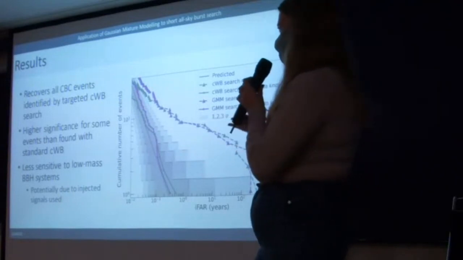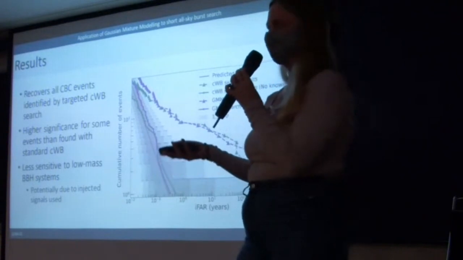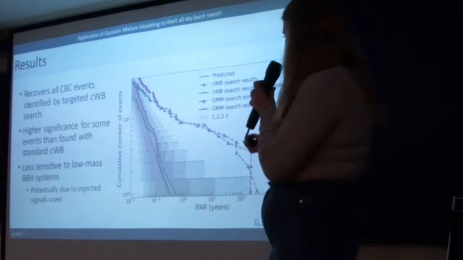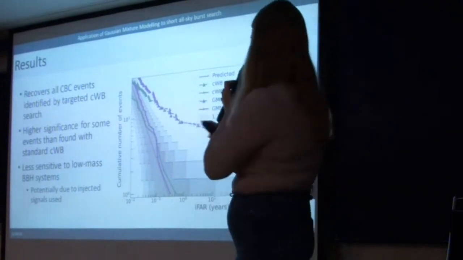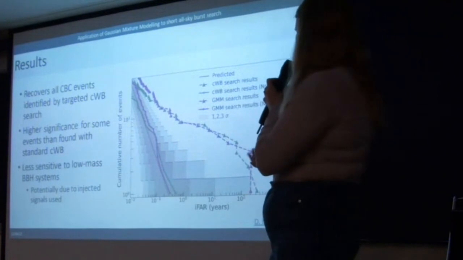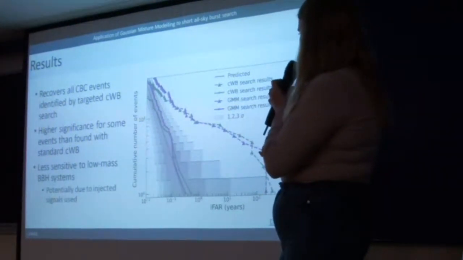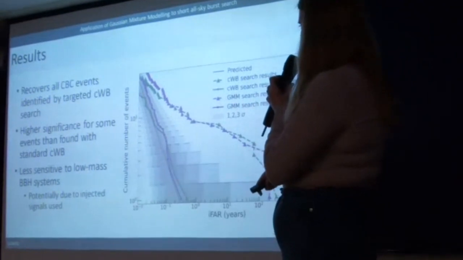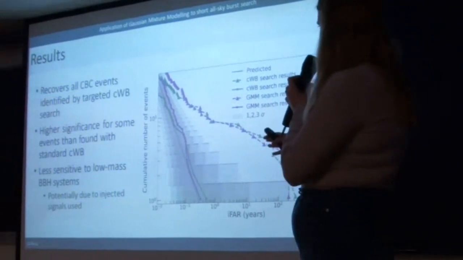There's a higher significance for some events, and if you look at the dots on the left-hand side, these are the results when there's no known CBC, and the grey line behind is predicted background, and we reached that within around 1 sigma.